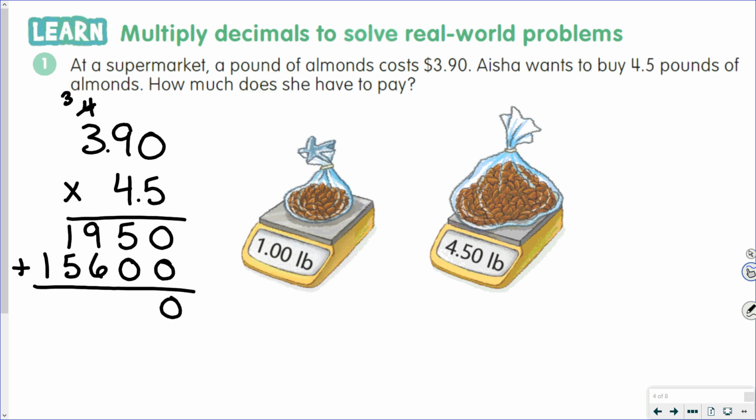0 plus 0 is 0. 5 plus 0 is 5. 9 plus 6 is 15. 1 plus 1 is 2. Plus 5 is 7. Bring down the 1.